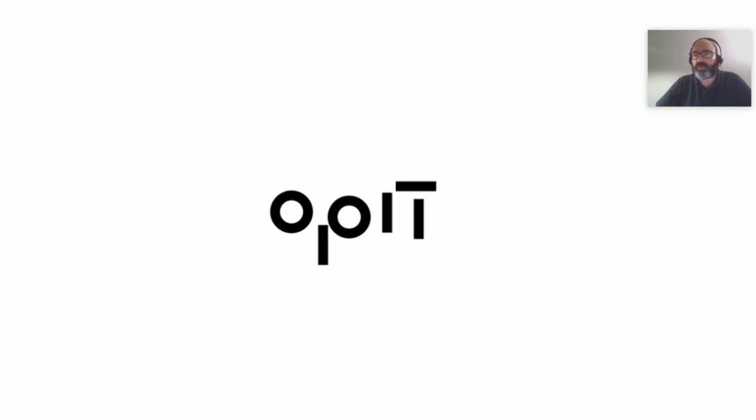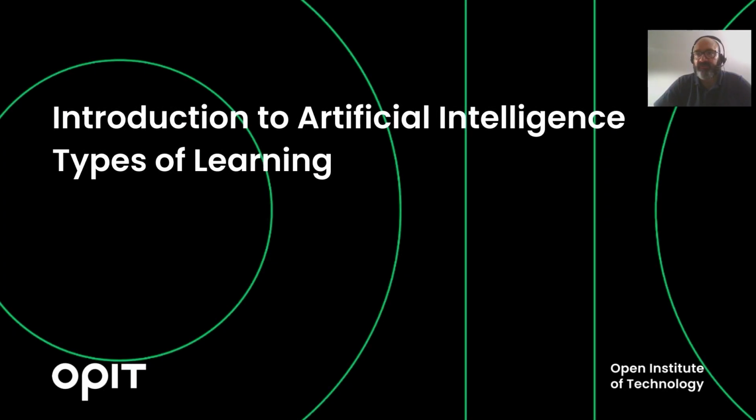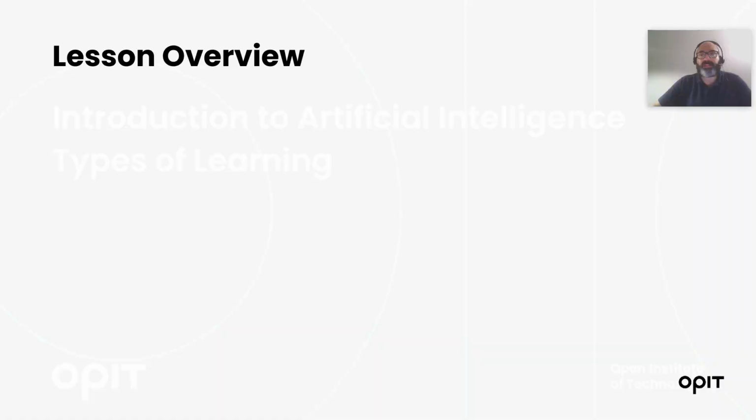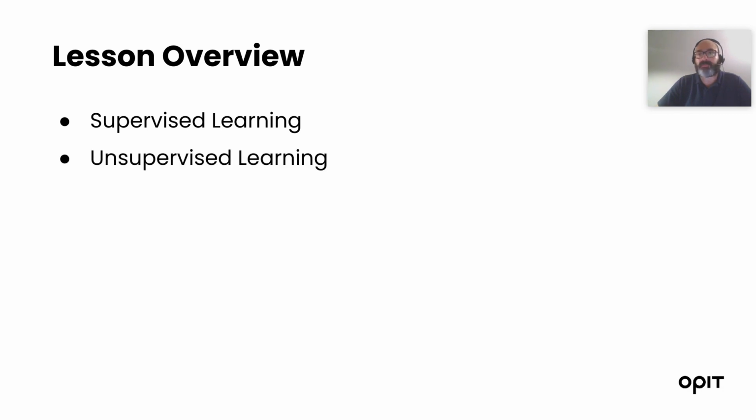Let's go a bit more into the details of the different types of learning. In this lesson, we will understand what it means to talk about supervised learning, unsupervised learning, and reinforcement learning.